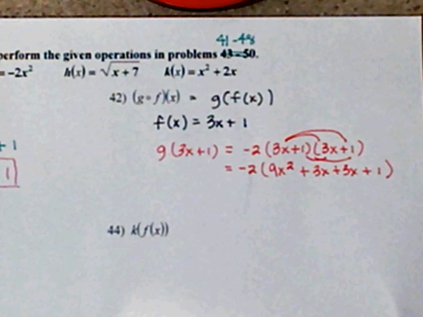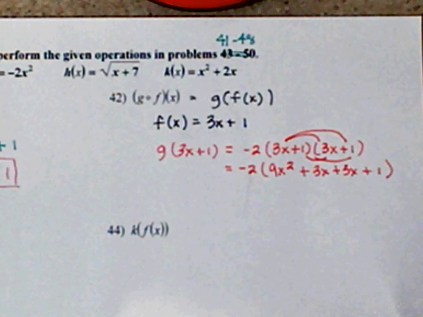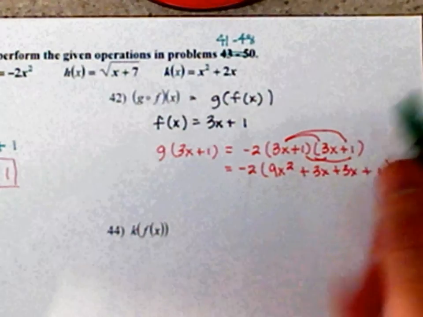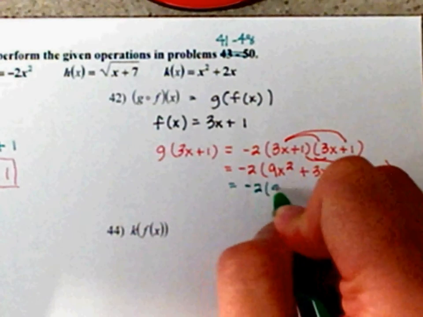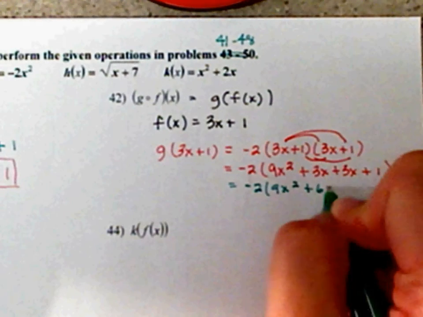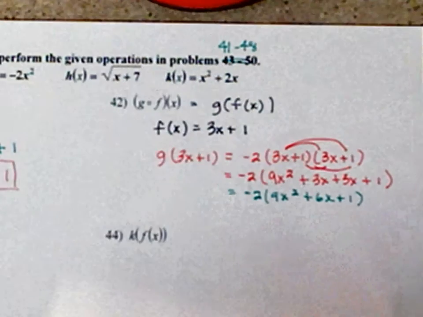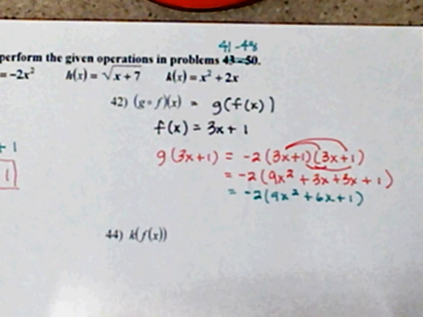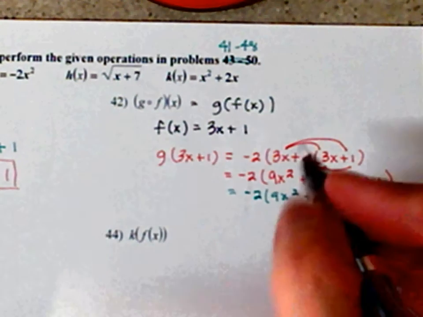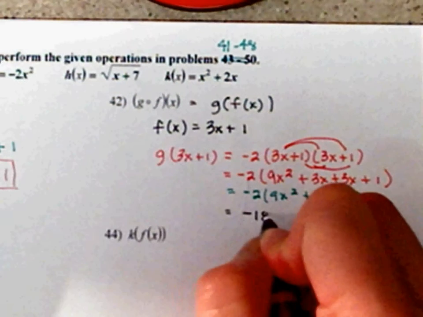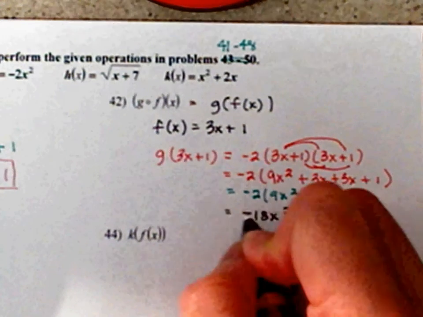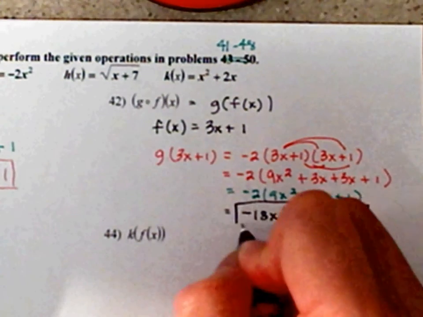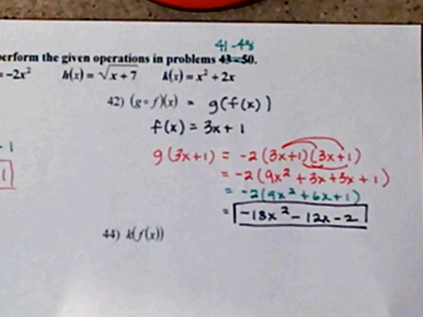You can now distribute, or you can combine your like terms first. Your choice. So I'm going to have negative 2 times 9x squared plus 6x plus 1. And now when you distribute, you have negative 18x squared minus 12x minus 2. And there's your simplified solution.